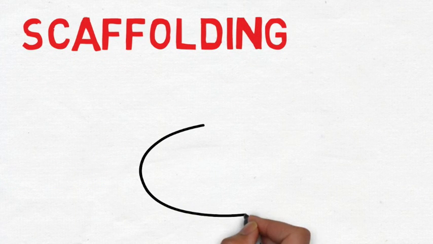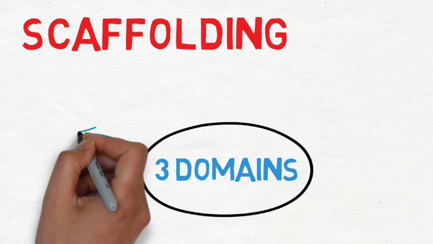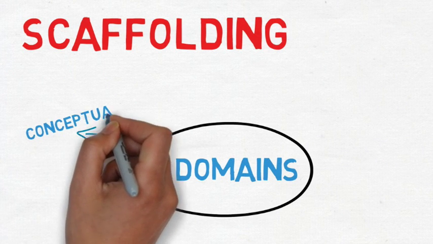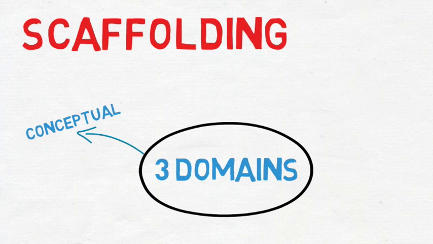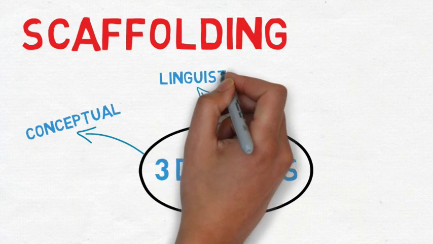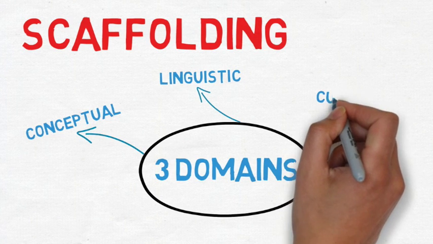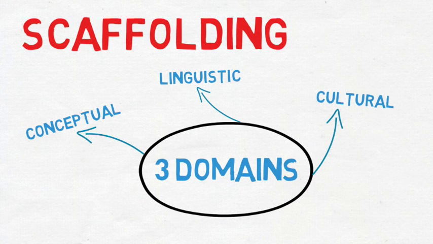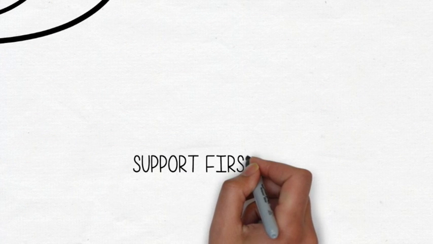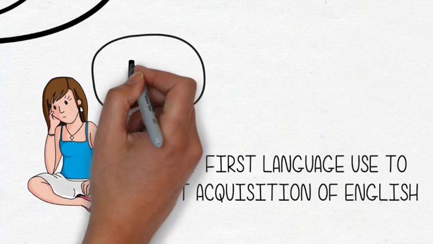We must also ensure that we provide our students with scaffolding in 3 important domains. These include the conceptual, for example by pre-teaching important or complex ideas with visuals and graphic organisers, the linguistic, for example by using multiple modes to present information, pre-teaching key vocabulary items and simplifying language when needed, and the cultural, for example by drawing on students' background knowledge and cultural experiences during learning. Furthermore, utilising a student's first language to assist them in their acquisition of English is a useful tool that should not be ignored.